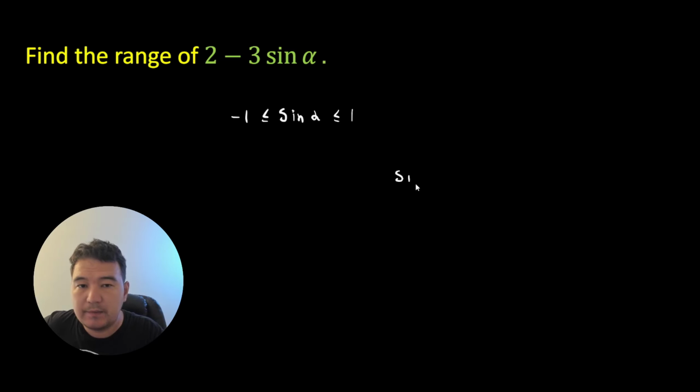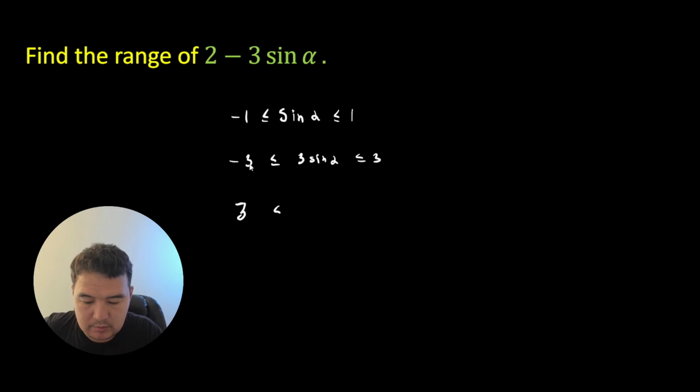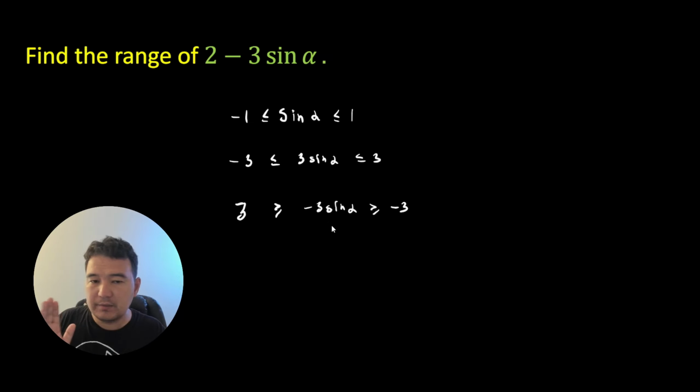Which means if I just multiply all the sides by 3, this becomes -3 is less than or equal to 3 sine alpha, which is less than or equal to 3. So 3 sine alpha will be between -3 and +3. If I multiply this by -1, I flip the signs, so -3 sine alpha is still between negative 3 and positive 3.